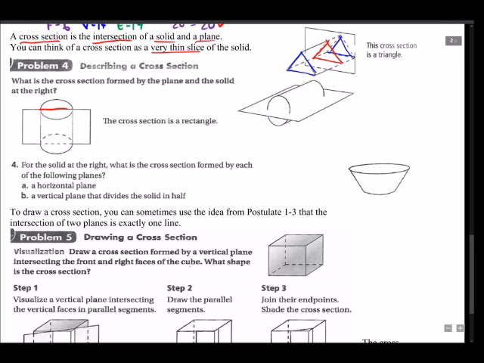So I am just going to draw in. I know it cuts across the top and bottom there, and then it's going to cut my sides right there. So what shape do we end up with? We end up with a rectangle. And it's going to be the same on this figure over here.